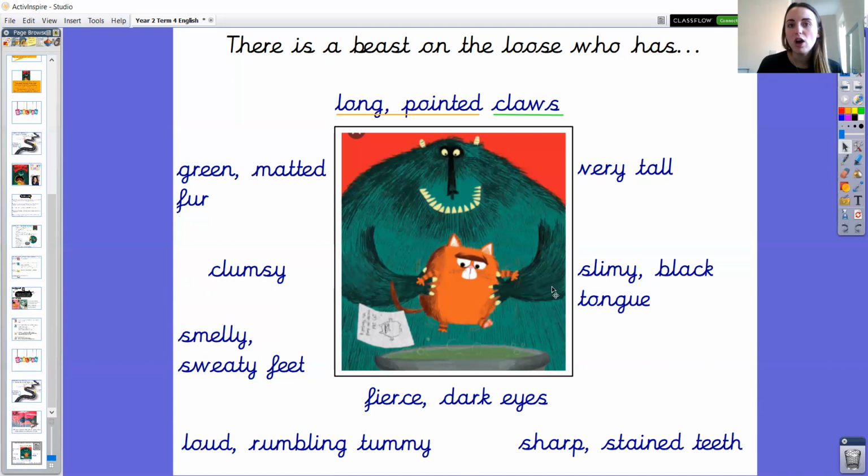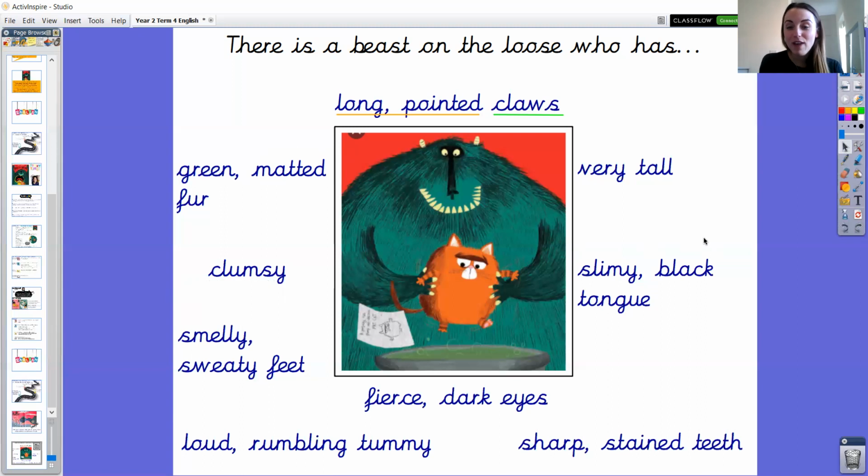So I had written sharp yellow teeth, but then I was thinking, how can I improve that vocabulary choice and make it more interesting for the reader? Similar to when I was describing his fur. First of all, I thought green fur. I thought I can challenge myself here and make that a little bit more interesting and add more detail so that the audience can picture the terrible beast. So that's why I added more than one adjective, so green, matted fur.